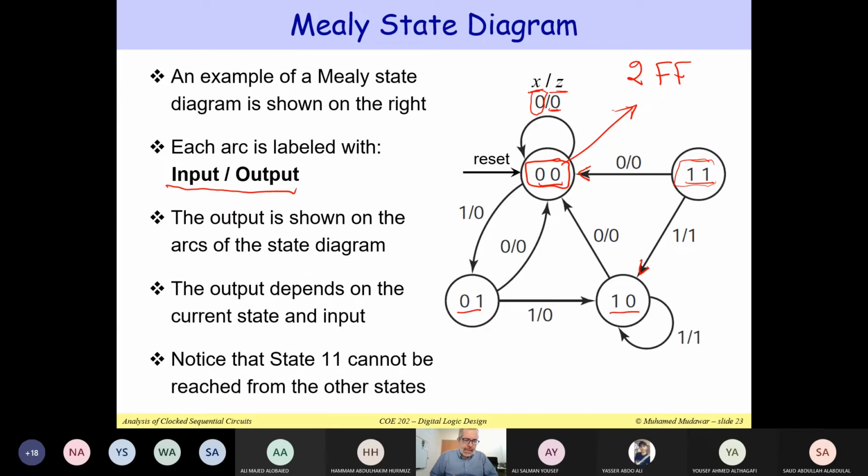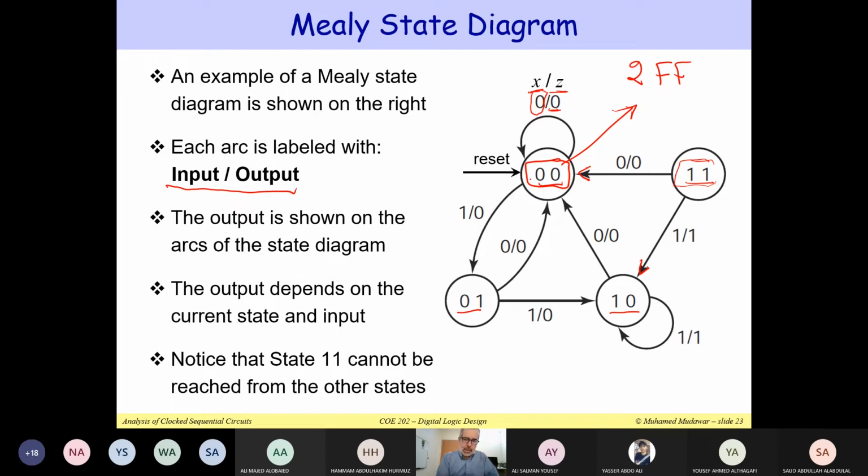So state 1,1 here cannot be reached by the other states, and it is, if you would like, unused. It is an unused state, even though I'm drawing it in the state diagram. We are not really using state 1,1. We are only using 3 states: 0,0, 0,1, and 1,0.